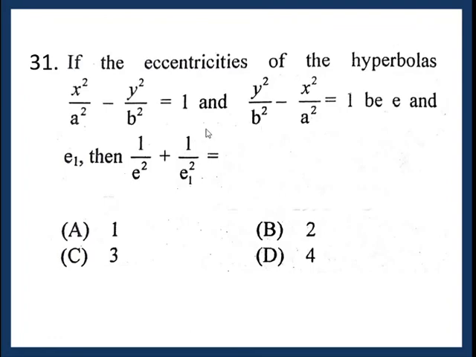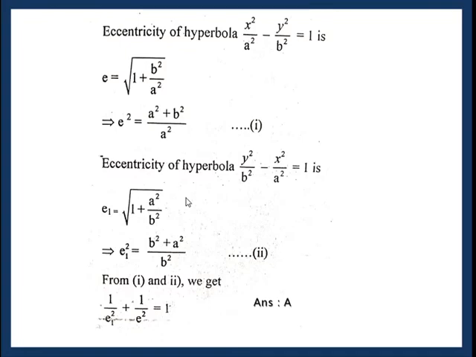This is again an important sum. If the eccentricities of two conjugate hyperbolas are e and e1, no problem, usually they are taken to be e and e2, but here they are e and e1. Then what is 1 upon e square plus 1 upon e1 square? You have to remember this as a standard result. The answer is 1. See how.